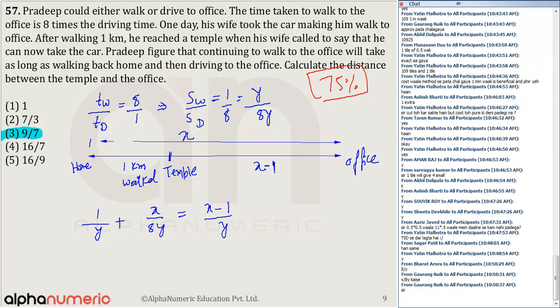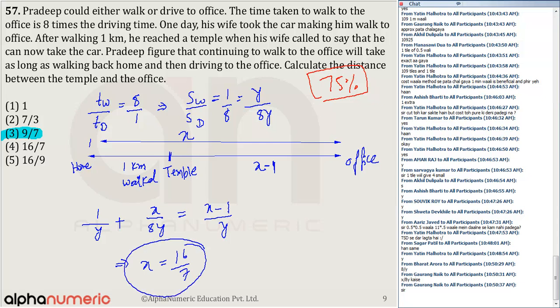So Pradeep figured that continuing to walk to the office will take as long as walking back home and then driving to the office. Okay, he will go back home, so 1 by y, then he will travel the entire distance x with a speed of 8y, so x by 8y, and in the same time if he only walks then he can reach the office, so x minus 1 by y. In any case y will get cancelled, so you can find out the value of y. x comes out to be 16 by 7. So x is 16 by 7.